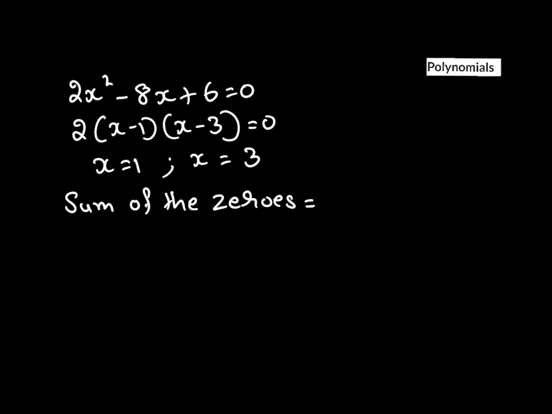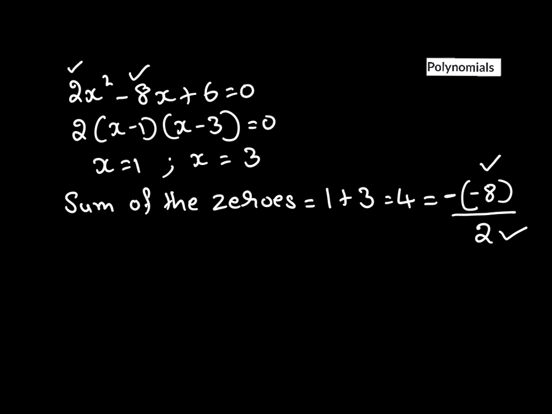Let's see what is the sum of the zeros of this polynomial. We have two zeros of the polynomial, 1 and 3. So 1 plus 3 is 4. Now if you observe, 4 is nothing but negative 8 over 2. Now what is negative 8? It is the coefficient of x. And what is 2? It is the coefficient of x squared.